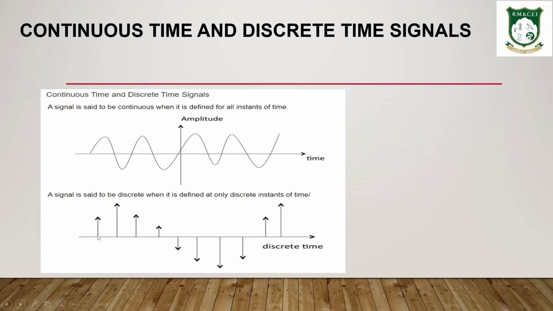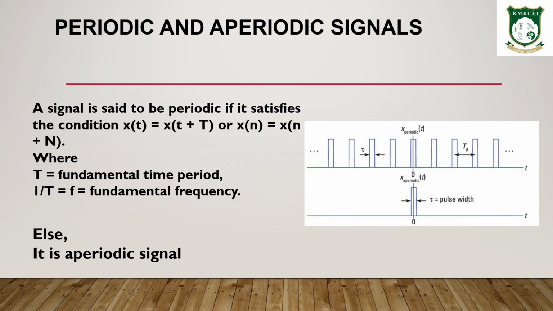At time t equal to 0, the signal has an amplitude. The next value is at time t equal to 1. The next value is at time t equal to 2, and so on. Similarly, -1, -2, -3. So only for positive as well as negative integer values of time does the signal have amplitude values. That is nothing but a discrete time signal. This is the broad classification of signals.